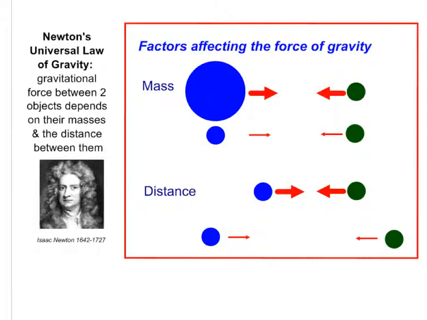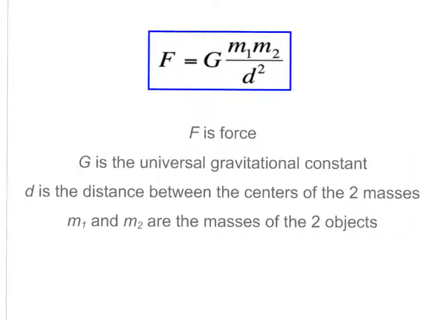If we look at distance, if two objects are closer together, we know that they experience a greater force of gravity between them than if objects are further apart. So let's look at the mathematical relationship specifically between all of these. That would be the universal gravitational equation. The force is equal to the gravitational constant times each of the objects' mass 1 times mass 2, and that is divided by the distance squared.